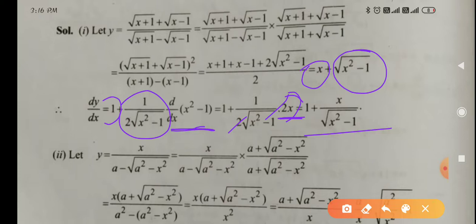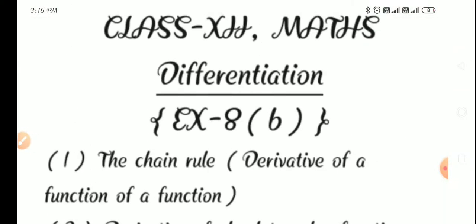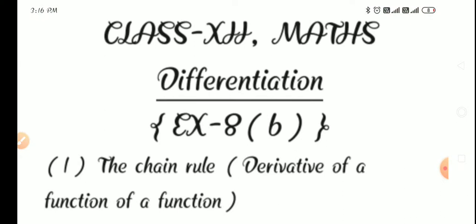So like this, students, these are the questions you are going to get in exercise 8b. So after watching this video, try to understand carefully. You will understand each and everything if you see it carefully, and then you will be able to solve all the questions of exercise 8b.